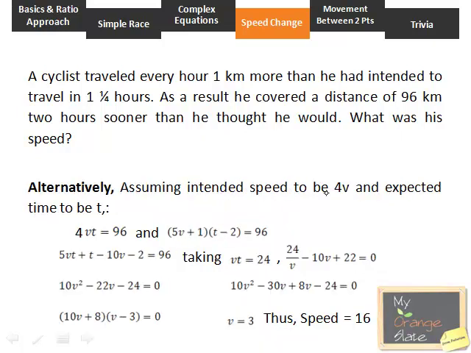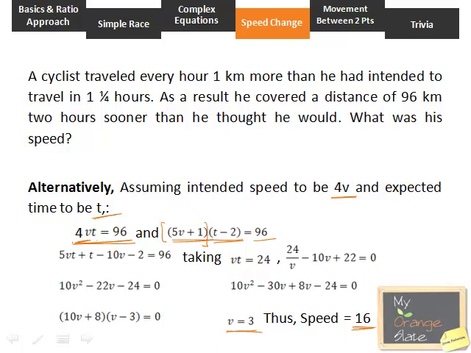But if we assume the intended speed to be 4v and the expected time to be t, what we get is 4vt is equal to 96. That is speed into time, and (5v + 1) into (t - 2) is equal to 96. Now if we see here, we have been able to eliminate the fraction. Resolving these two equations, we get v is equal to 3, and that gives us the speed, that is 5v + 1, is equal to 16 km per hour.